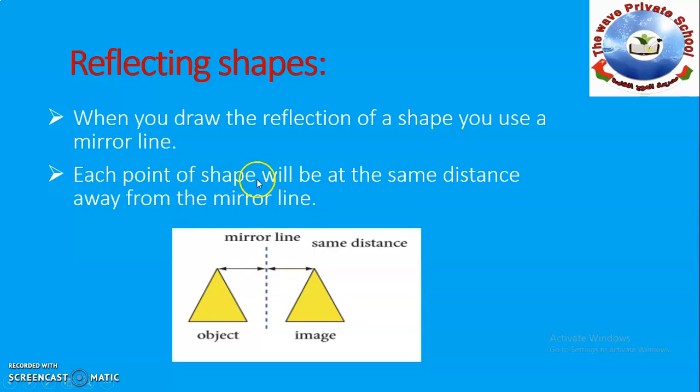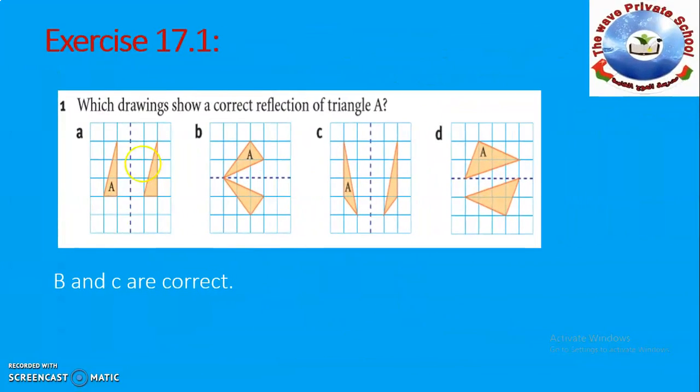Each point of the shape will be at the same distance away from the mirror line. If the object is 2 blocks away, then the image will be 2 blocks away. Image and object will both always be at the same distance away. So two things you have to memorize: that a mirror line is necessary, and second, the same distance from the mirror line. Now let's start our exercise, that is 17.1.